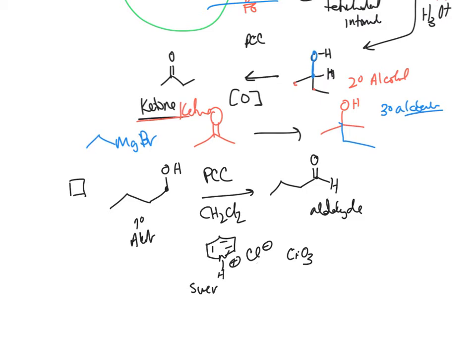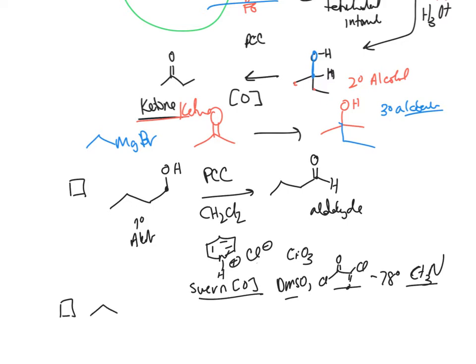You could also use a Swern oxidation, which I call the pig oxidation, and that uses DMSO and oxalyl chloride, minus 78 degrees, and triethylamine. Got to have all those reagents. Okay, the other thing, what if you had a secondary alcohol? You could do the same oxidation, and that would give you a ketone. So oxidation of alcohols is a way to make ketones and aldehydes.